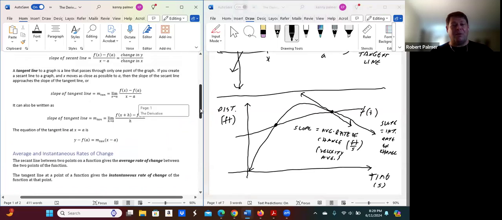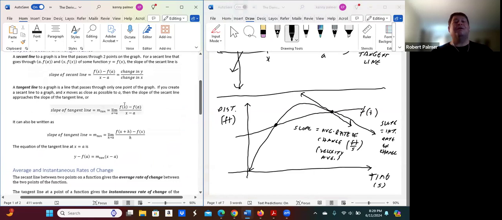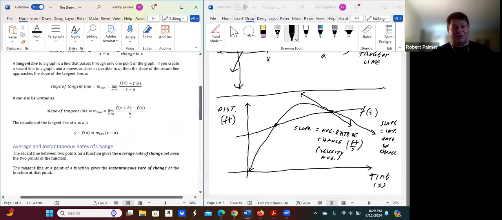Now, there's one more I want to show you as well. There's another way we can express this limit, the slope of a tangent line. This way is much more like what you're used to seeing in terms of the slope of a line: your change in y over your change in x. This is another way of doing this h of x.